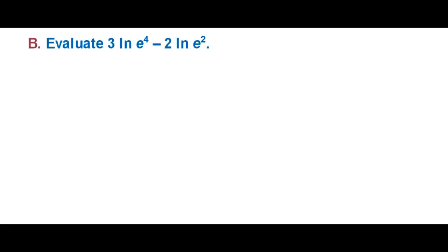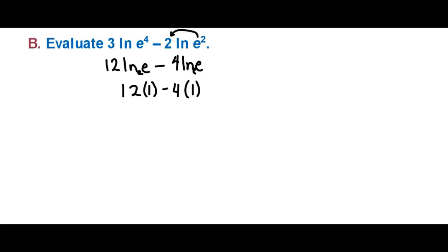We can bring the 4 out front by multiplying it by the 3, which is going to give us 12 ln of e. We can do the same thing with this one. Bring the 2 out front by multiplying it by this 2, and we get 4 ln of e also. Remember, the ln of e kind of cancels itself out, because it's essentially just a log with base e. So we get 12 times 1 minus 4 times 1, which is 12 minus 4, or 8.